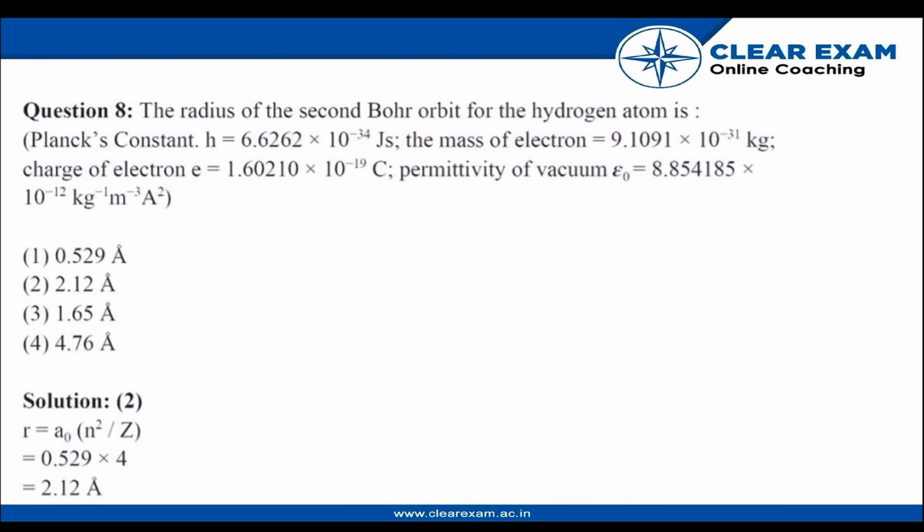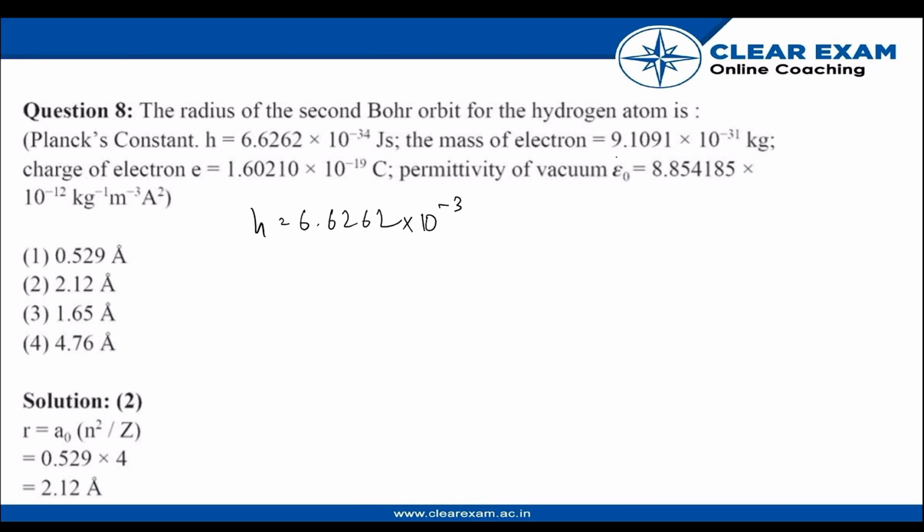Hello guys, today we are going to solve question number 8. The radius of the second Bohr orbit for the hydrogen atom is how much? So we are given Planck's constant h equals 6.6262 into 10 to the power minus 34.